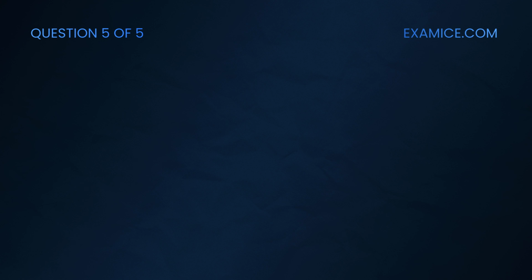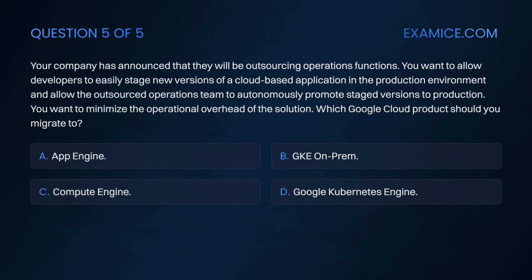Question 5. Your company has announced that they will be outsourcing operations functions. You want to allow developers to easily stage new versions of a cloud-based application in the production environment and allow the outsourced operations team to autonomously promote staged versions to production. You want to minimize the operational overhead of the solution. Which Google Cloud product should you migrate to?